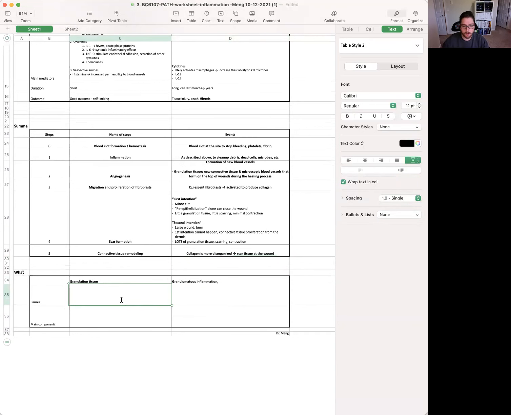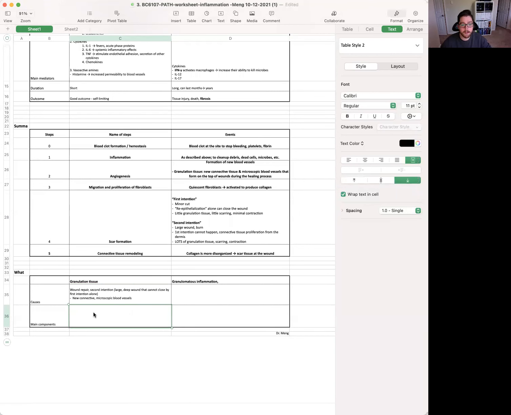So we just talked about granulation tissue. What's the cause of it? It's wound repair. Specifically second intention wound repair, where you have a large, deep wound that cannot close by first intention alone. So we're going to lay down, again, new connective tissue from fibroblasts and new microscopic blood vessels from angiogenesis. It's this red, grainy looking tissue. That's what we're talking about when we talk about granulation tissue.